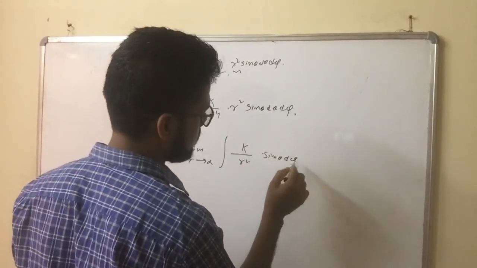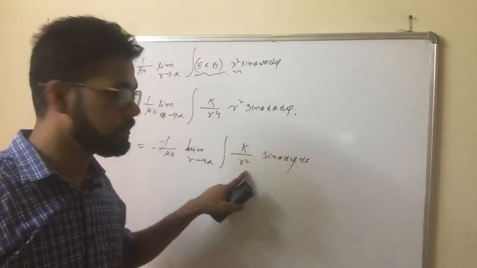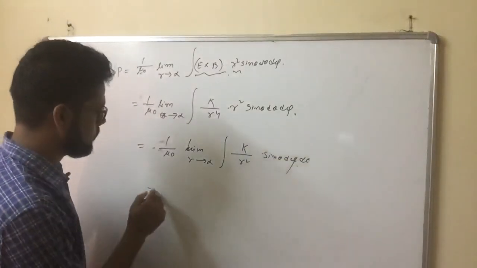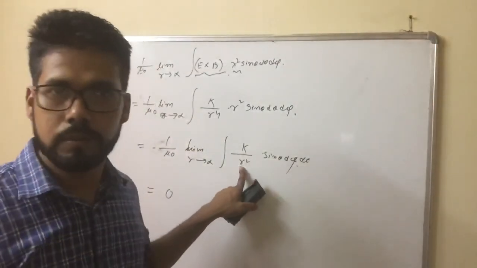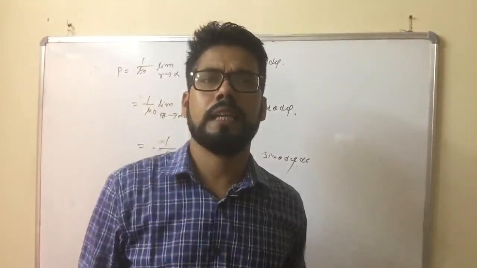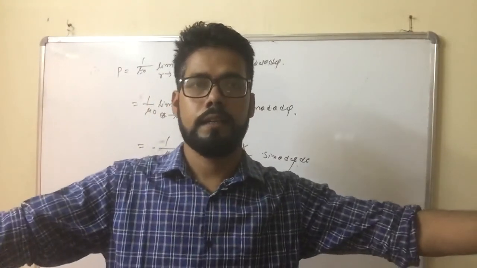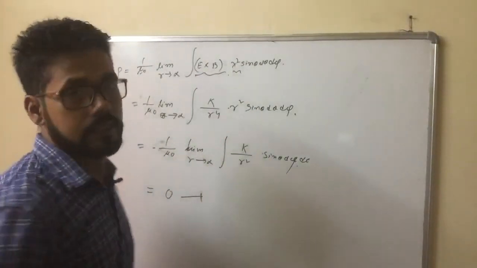The rest is constant. What does it mean? When r tends to infinity, the power tends to 0. Put r equal to infinity: something divided by infinity, a very high number, so K divided by a very high r is 0. That is why a static charge never radiates.